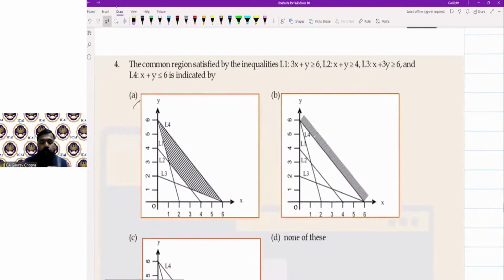So clearly here we have to see the first line is greater than, second is also greater than, third is also greater than, fourth one is less than. So 3 will go away from origin and 1 will be towards the origin. So L4 will be towards the origin, and all other are away from origin. So therefore the common area will be between them. So this is the required region. Yes, option number A is correct.